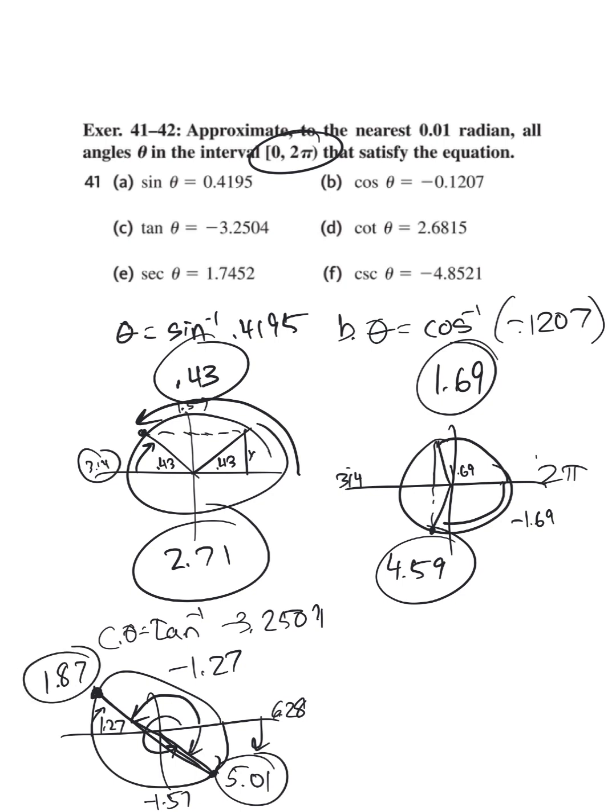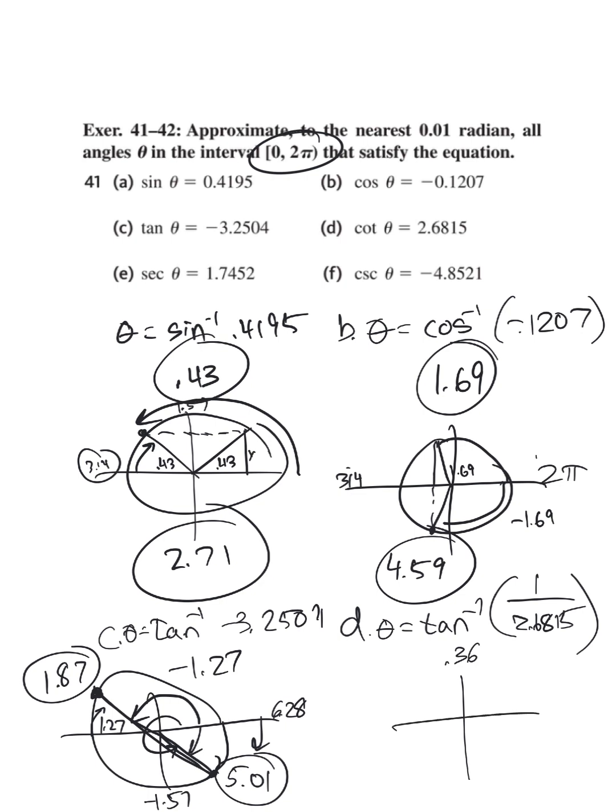So those are the two values for C. And D, we get into, again, the reciprocals. So theta is the arc tangent of the reciprocal of this, 1 over 2.6815. So figure out what that is. 2.6815, 1 divided by that, and then you take the arc tangent of that, and that's 0.36. So 0.36 again is about right there.